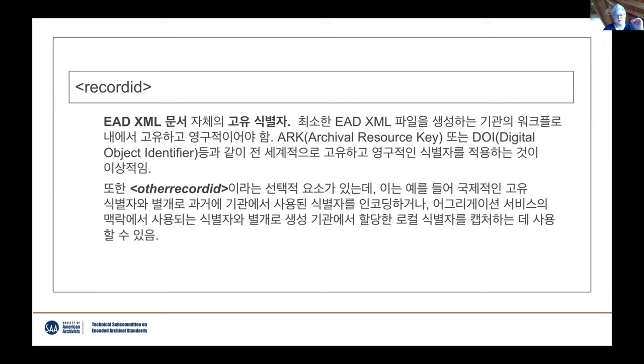I also wanted to mention that there is an optional parallel element that is called other record ID. So for example, if you have an identifier that was used in a previous system and you have moved to a new collection management system, you might still want to keep track of that old identifier for referencing reasons. Or if we are thinking about an aggregating context, it might be that the aggregator assigns a record ID that is unique and persistent within the aggregation context, but still wants to reference the IDs that were used in the original context where the EAD files are coming from. Next slide, please.